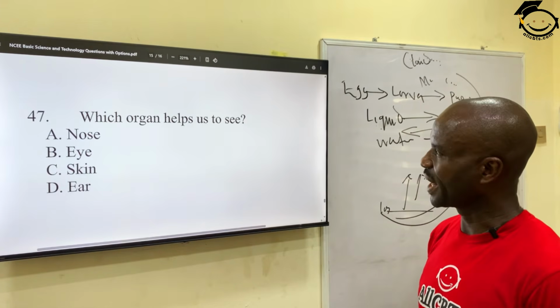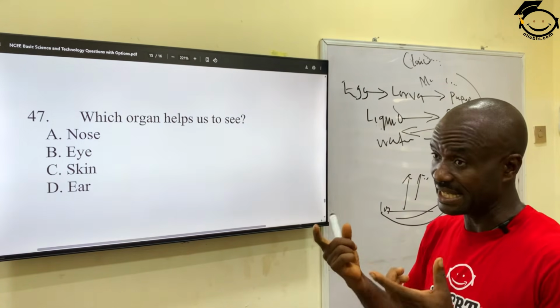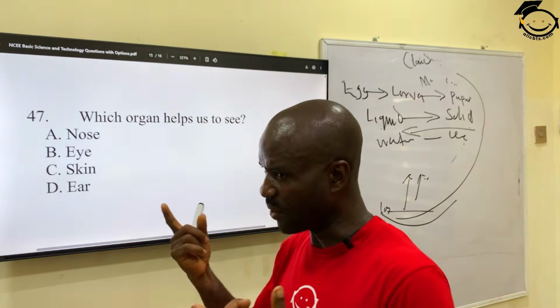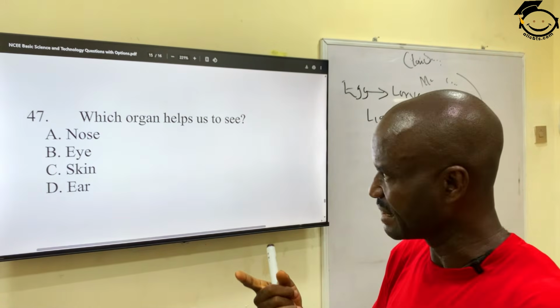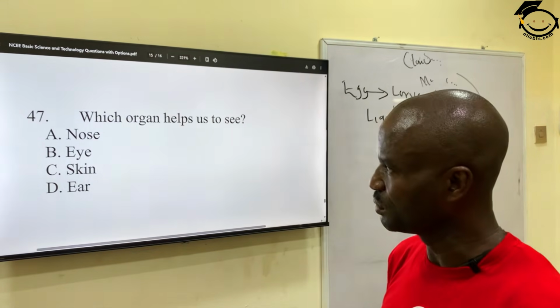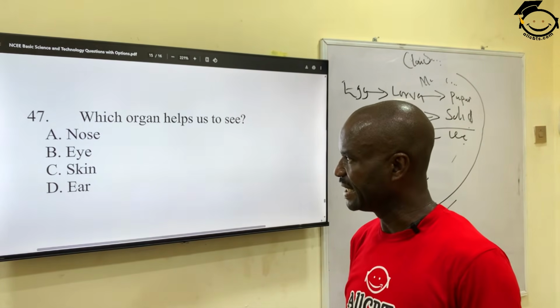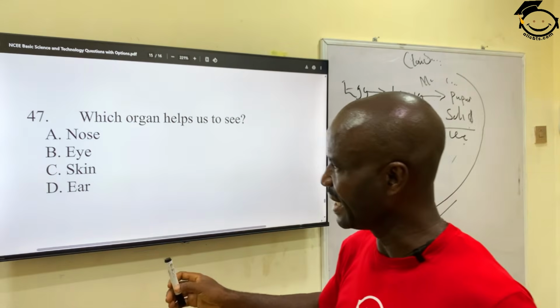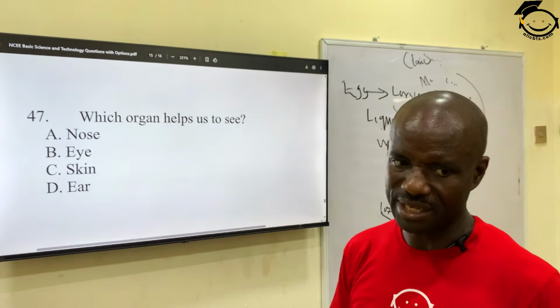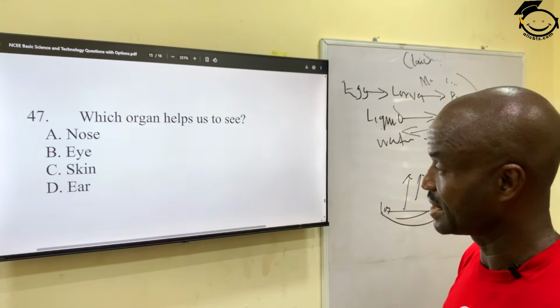Which organ helps us to see? As living things, we have the organ responsible for sight, that enables us to see very well. A is the nose, no. B, the eye, C, the skin, and D, the ear. The correct answer is eye. Eye is an organ in the body that enables us to see.